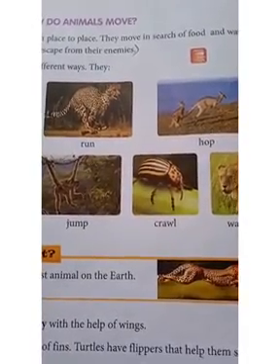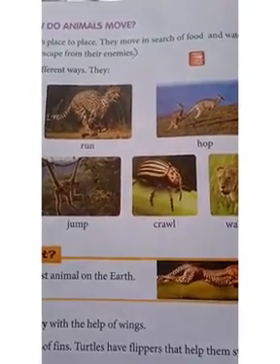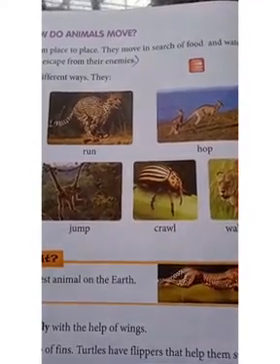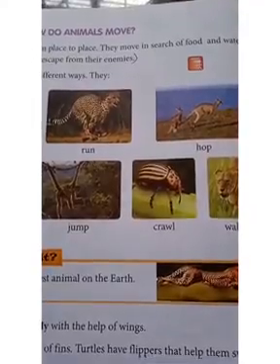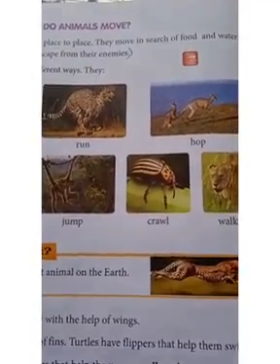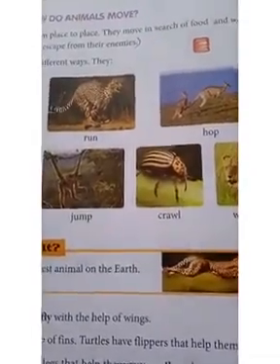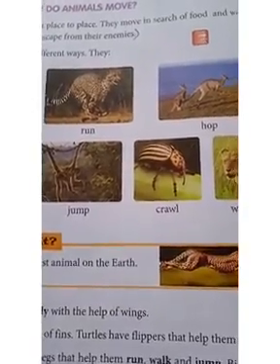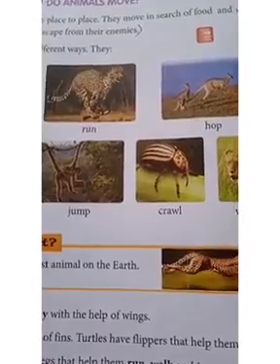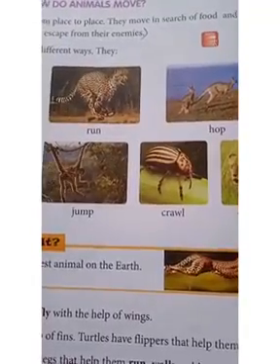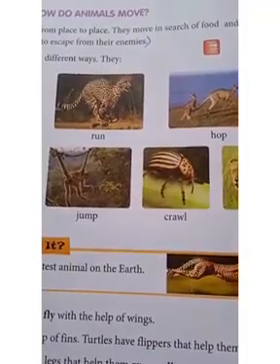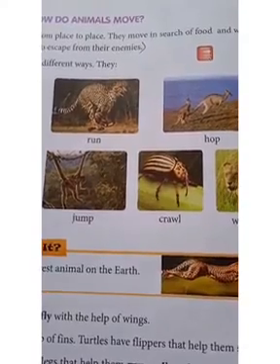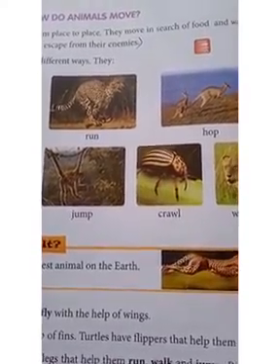Today's new lesson is Lesson 5, the world of animals. You know the animals, isn't it? Say the names of animals: lion, tiger, cow, sheep, bears. They are all animals, and so are fish and flying birds.